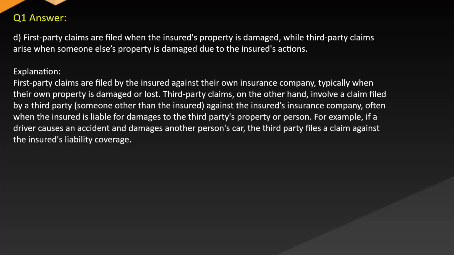Answer: D. First-party claims are filed when the insured's property is damaged, while third-party claims arise when someone else's property is damaged due to the insured's actions. Explanation: First-party claims are filed by the insured against their own insurance company, typically when their own property is damaged or lost. Third-party claims, on the other hand, involve a claim filed by a third party, someone other than the insured, against the insured's insurance company, often when the insured is liable for damages to the third party's property or person. For example, if a driver causes an accident and damages another person's car, the third party files a claim against the insured's liability coverage.